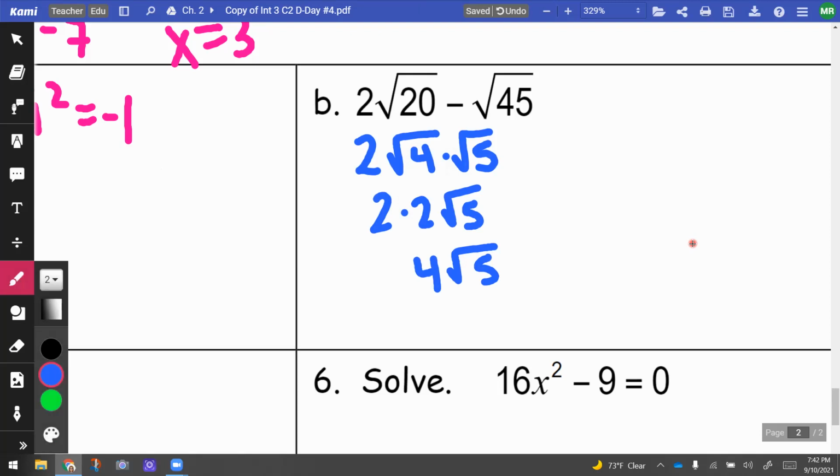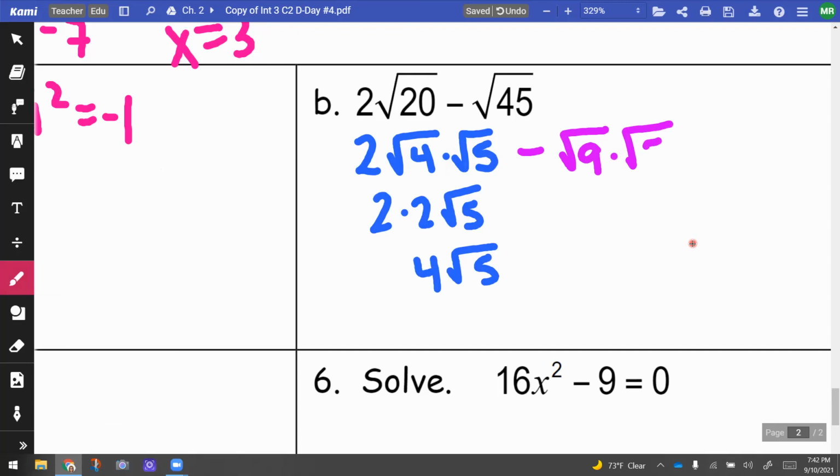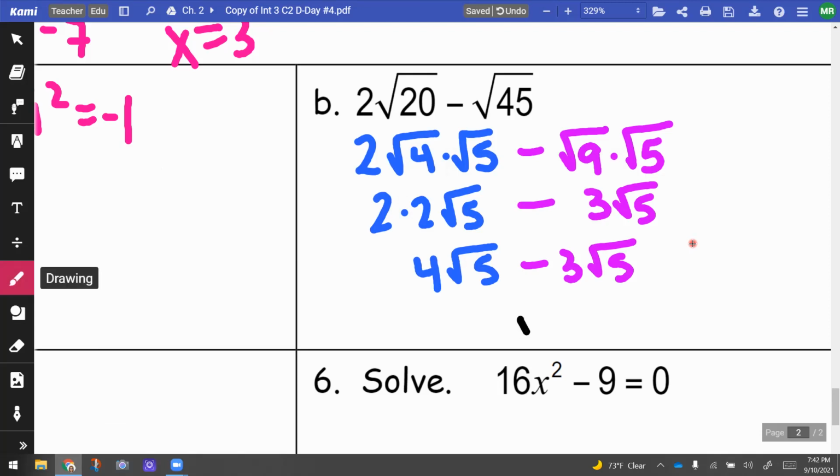Now let me do the second part of this, which is my minus root 45. And root 45 you can think of as root 9 times root 5. And the square root of 9 is 3. So I get a 3 root 5. So I have a minus 3 root 5. And so 4 root 5 minus 3 root 5 is 1 root 5, or just root 5. And that's your answer.